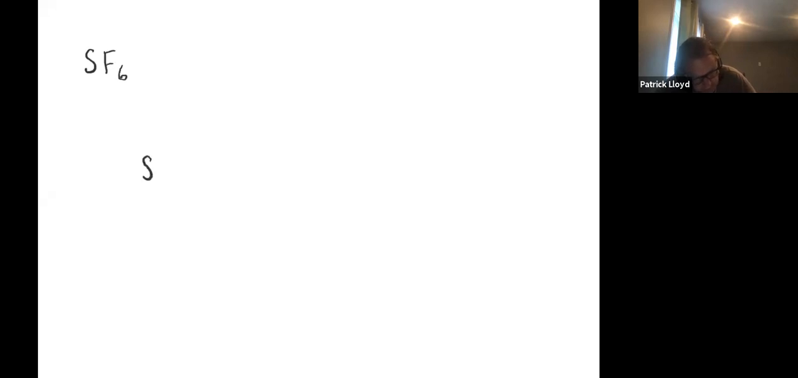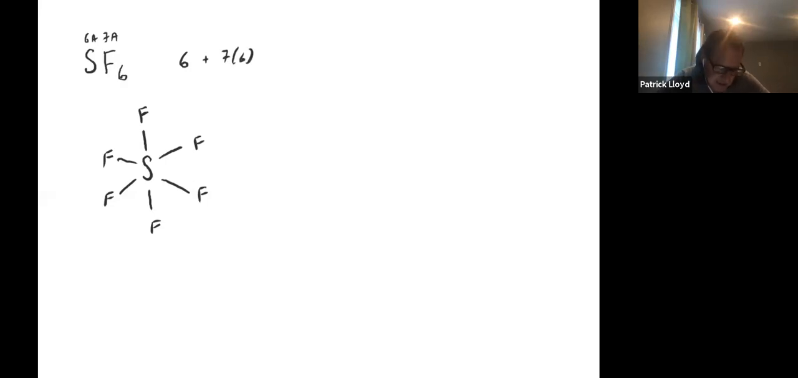Sulfur in the center. When you have that many surrounding atoms, what I tend to do is draw it like this, because it's not going to fit in a simple box when you have 6. Sulfur has 6 because it's in group 6A. Fluorine is in group 7A, so it's got 7. I confuse myself with these numbers. There's 6 fluorines and each one has 7, so that's 42 plus 6 is 48. But we've already drawn in 6 bonds, which is 12. So that gives us 36.